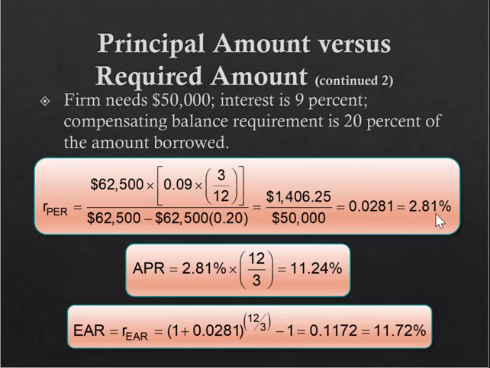The amount that we have available for use is $50,000. So that gives us a 2.81% periodic rate for 3 months. When we multiply that by 4 for an annual percentage rate, we get 11.24%. And when we look at this as an effective annual rate, we get 11.72%.